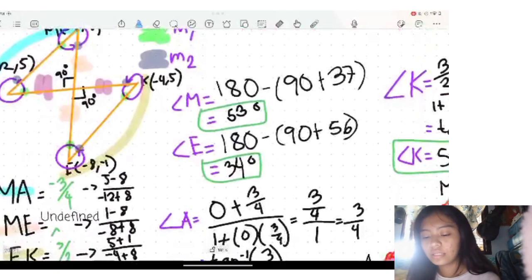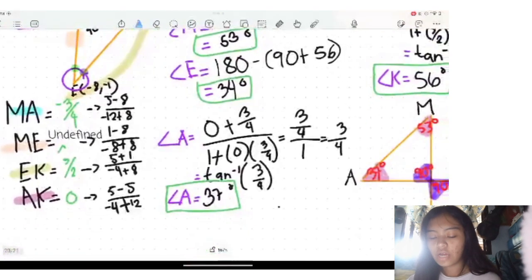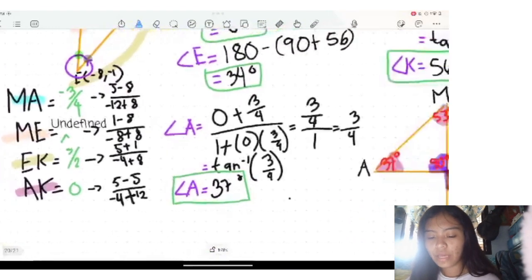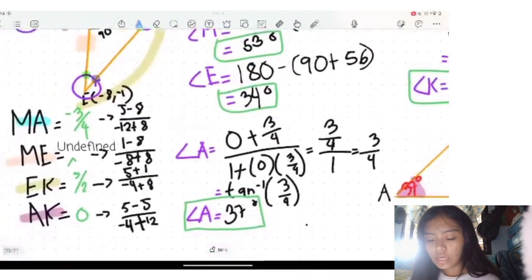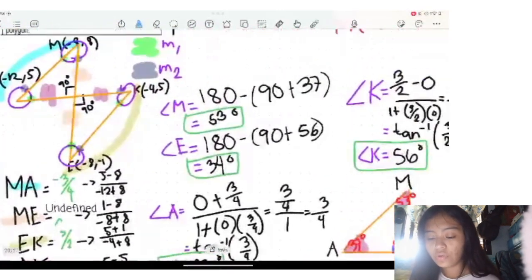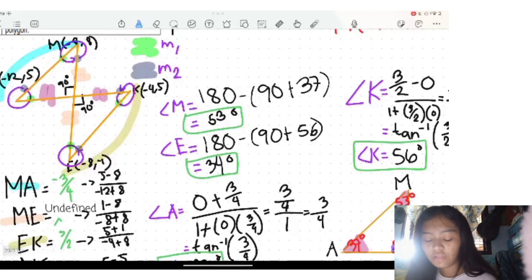And then, ngayon naman, we'll continue na tayo sa pagkuha ng slope. So, ang ginawa ko ay distribute ko lang. So, for the MA segment, ang y sub 2 nila ay yung 5, and yung y sub 1 is 8, and yung x sub 2 is negative 12, and the x sub 1 is 8.